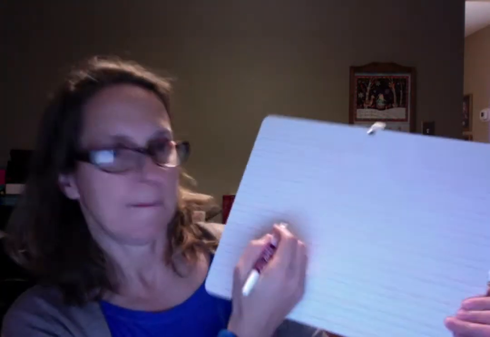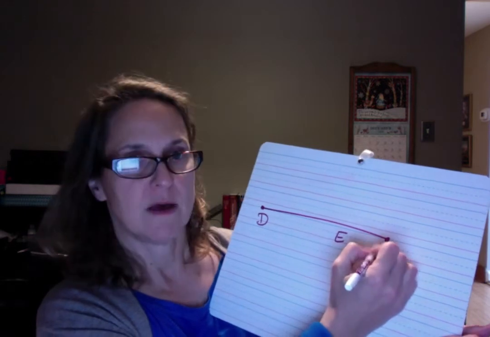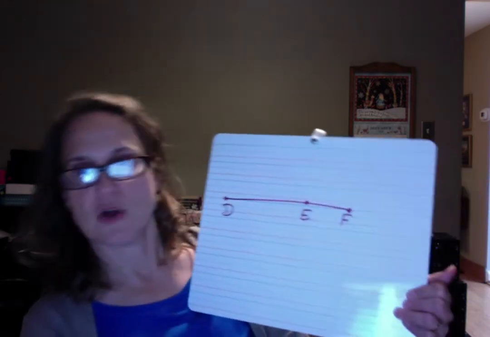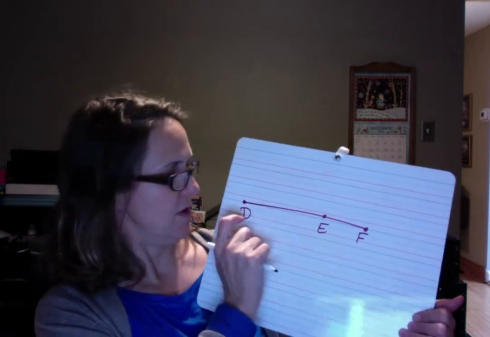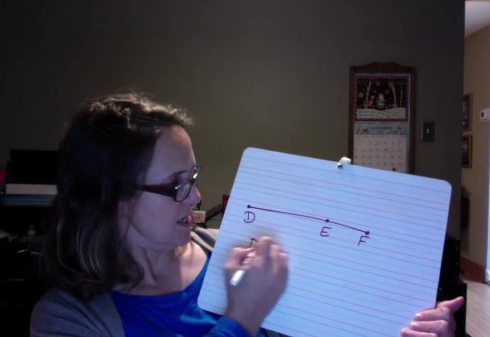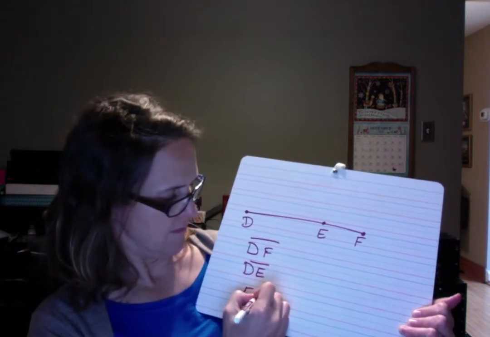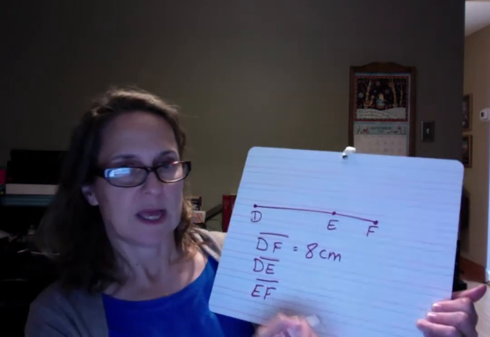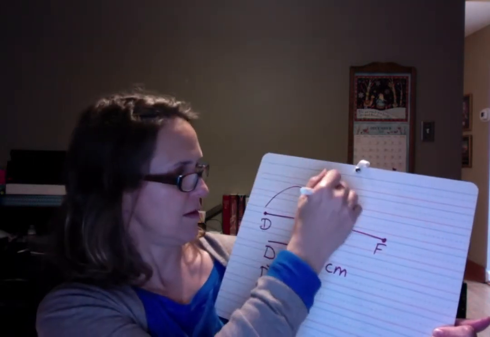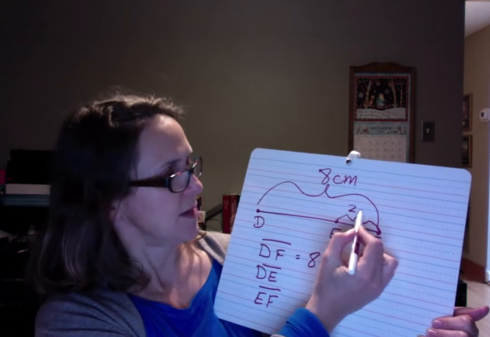Let's try another one. Let's do it on the back here. Let's pretend we have a line segment D, E, F. And we'll put a dot right there. That's a point, and it indicates there is a line segment from D to F, D to E, and E to F. And let's pretend D to F is 8 centimeters long. That means the whole thing is 8 centimeters. And just E to F is 2 centimeters.